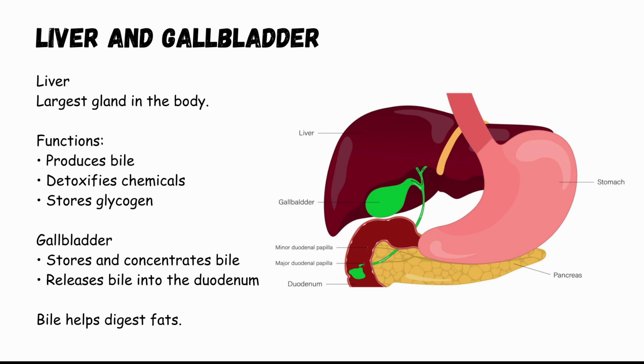The bile produced by the liver is stored and concentrated in the gallbladder. When fatty food enters the small intestine, the gallbladder releases bile into the duodenum. In addition to its digestive role, the liver also plays a key role in detoxification, metabolism, and storage of nutrients.